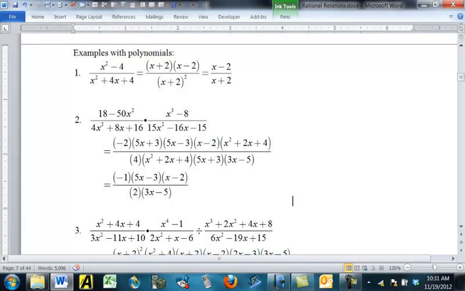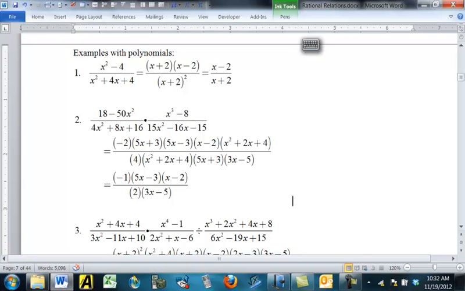So in the next one I factor out. So 18 minus 50x squared, first of all I write it in decreasing order as negative 50x squared plus 18. Notice it's a negative in the front, so I'm going to factor out a negative something. Actually negative 2 is the greatest common factor. That leaves you 25x squared minus 9, which factors as 5x plus 3 times 5x minus 3. So these first three factors are the first numerator. The bottom I can factor out a 4, which I want to think of as 2 squared really. And then x squared plus 2x plus 4, and that doesn't factor anymore.